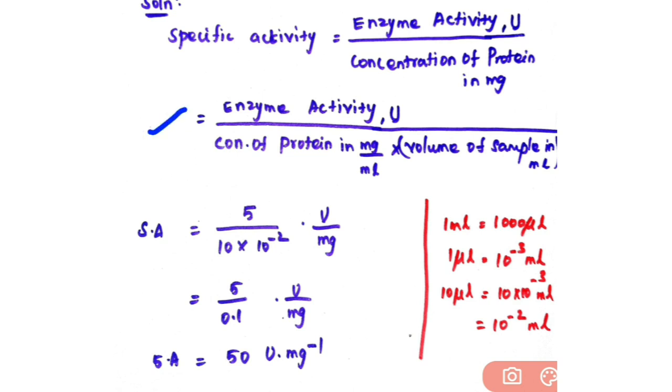Enzyme activity given data is 5. Then concentration of protein in mg per ml is 10, and volume of sample in ml is 10 power minus 2. So the 0 will cancel out, and you will get 10 power minus 1. So 5 divided by 0.1. Specific activity is equal to 5 divided by 0.1, that is equal to 50 U mg power minus 1.